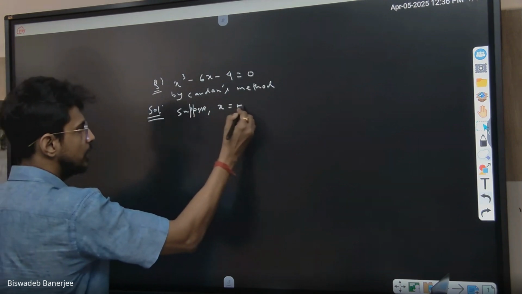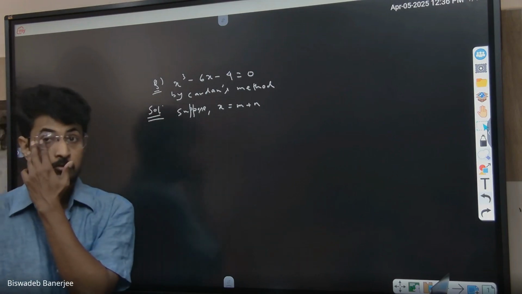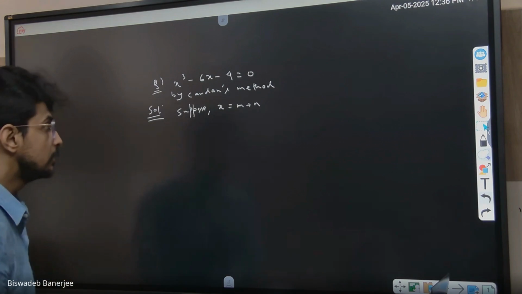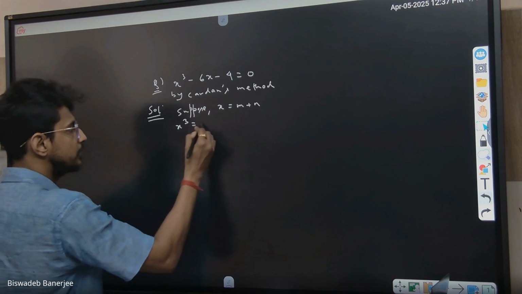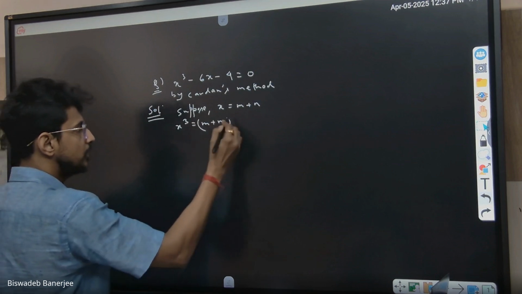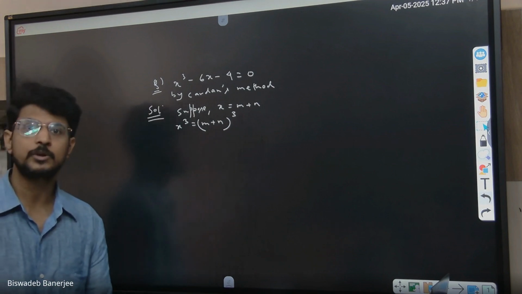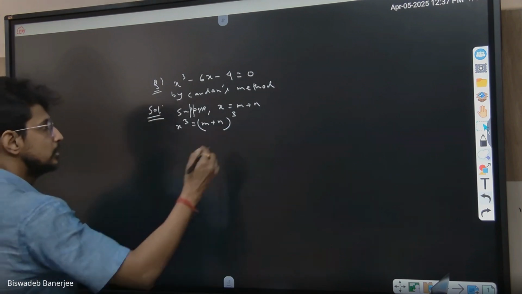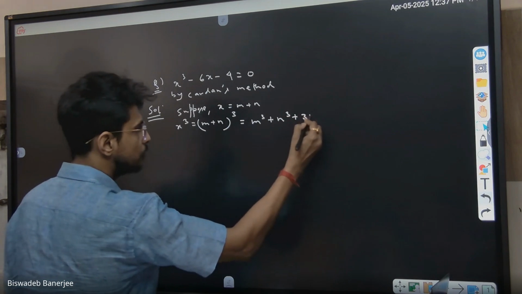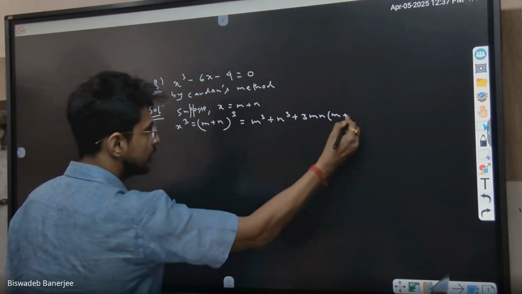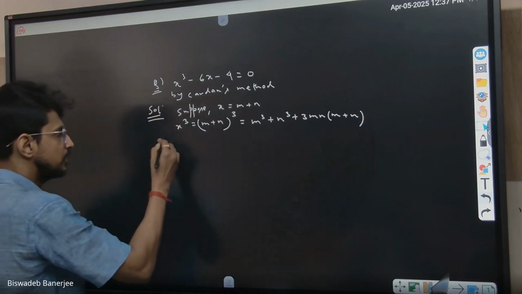x equal to m plus n. Okay, this is similar to my previous question. We assume x equal to m plus n, and then on cubing on both sides, this is my x cube, and there is my m plus n cube. So x cube equal to m plus n whole cube, and m plus n whole cube is m cube plus n cube plus 3mn into m plus n. This is the formula of a plus b whole cube, and take all of them to the left hand side.